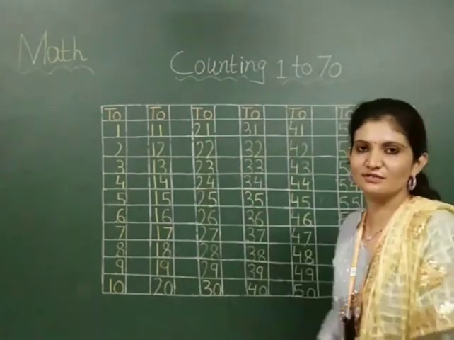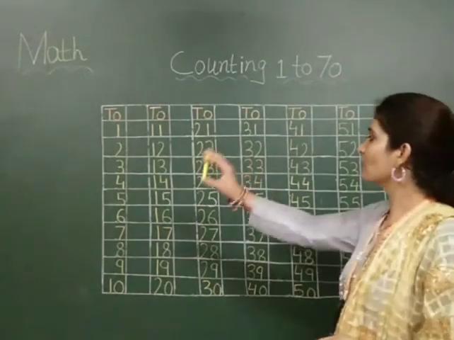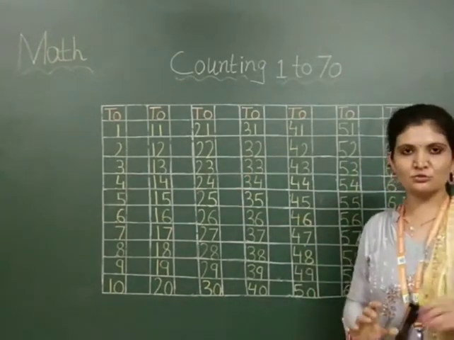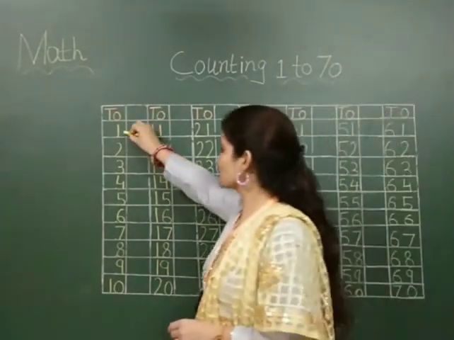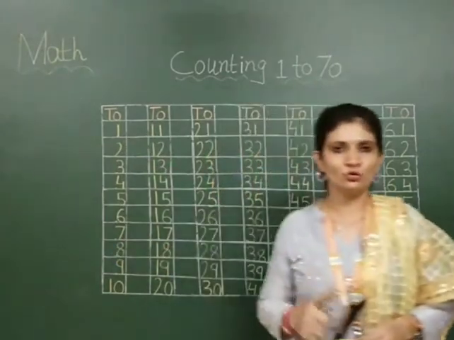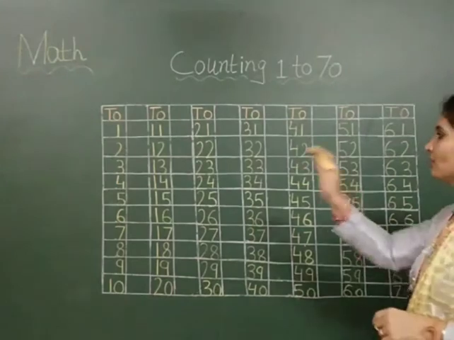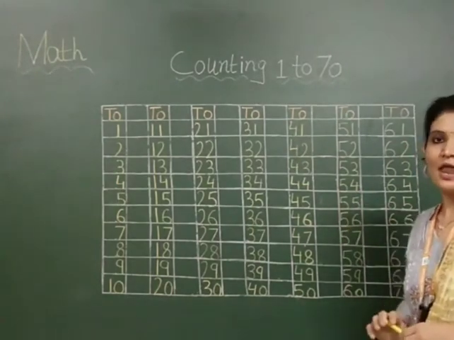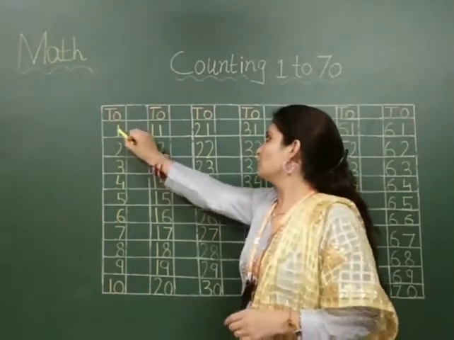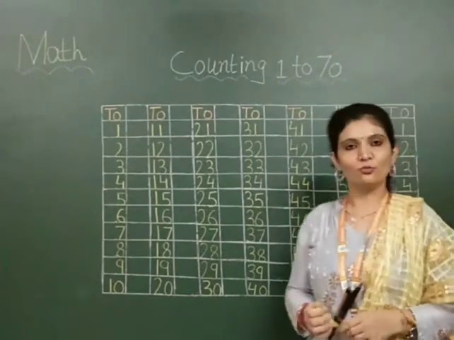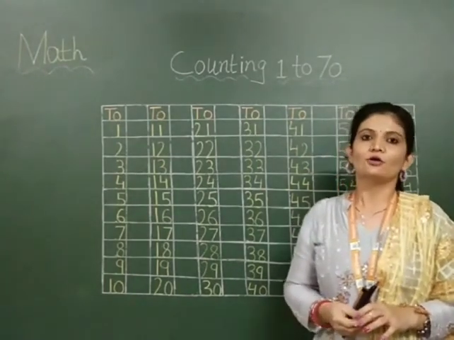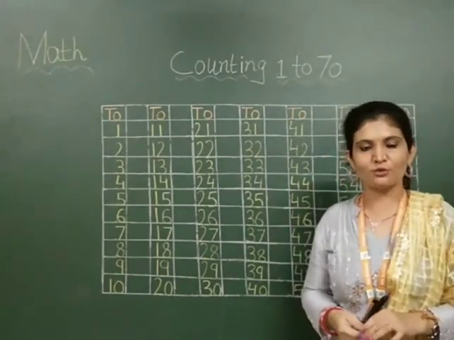Okay. I hope you understand how to write counting 1 to 70. It is simple if you know this counting 1 to 10. If you know counting 1 to 10 properly, then you never face any problem till counting 100. Okay. Now counting 1 to 70 is done. I hope you understand all these things. You have to do practice at home for counting for numbers.